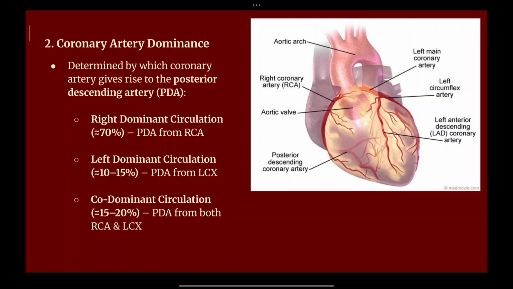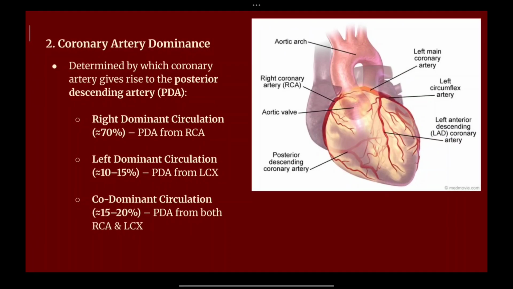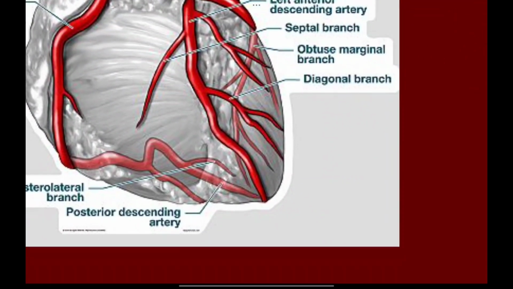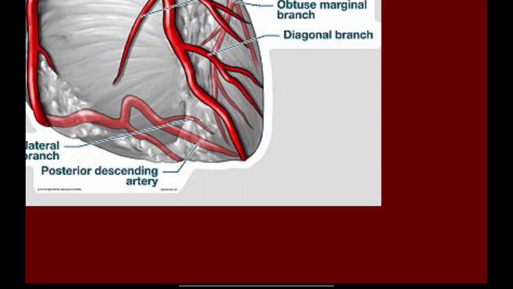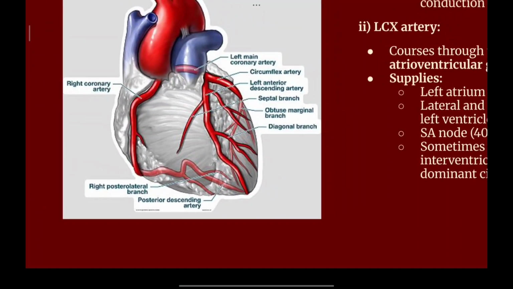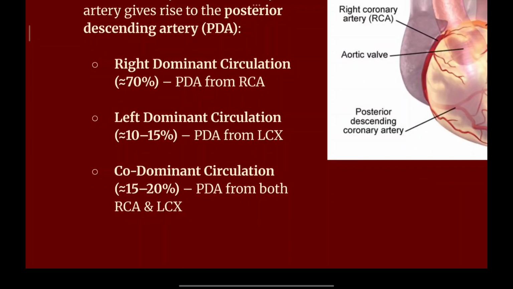So what is this coronary dominance? You can determine how much percentage of the coronary supply is arising from the posterior region, the posterior descending artery. Now here the posterior descending artery is a branch. Here you can see there is a posterior descending artery which is moving from the right posterior branch.